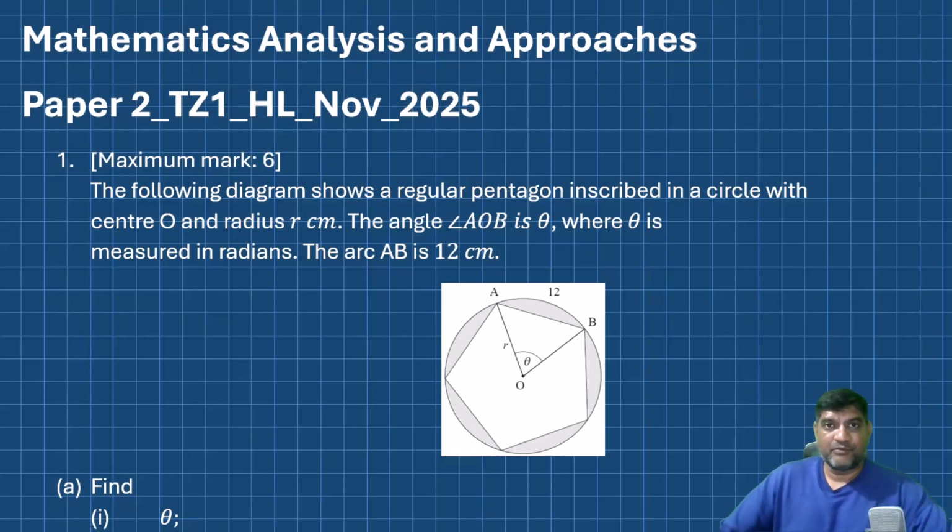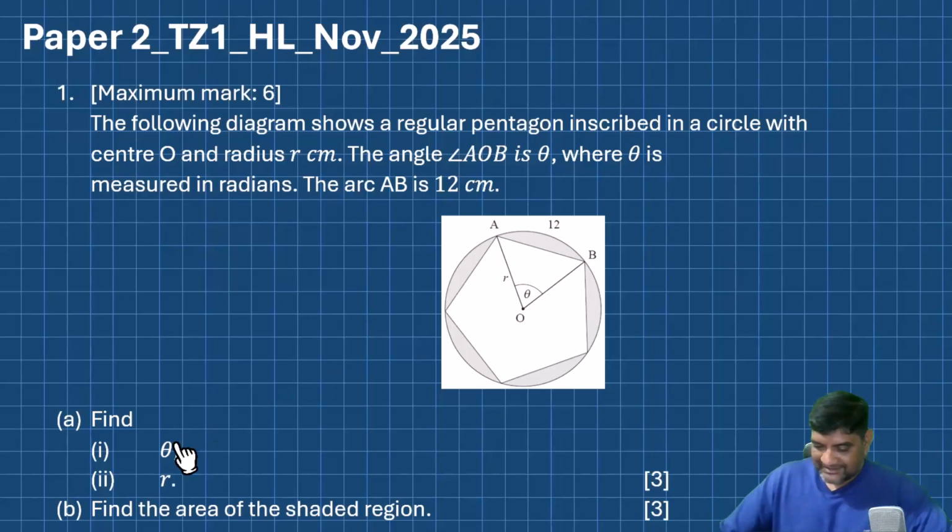Mathematics, Analysis and Approaches, Paper 2, Timezone 1, November 2025. Question number 1. This is of 6 marks. We are given a circle and the arc length, which is 12. He says this angle is theta and the radius of the circle is r. With this information, he wants us to find theta.